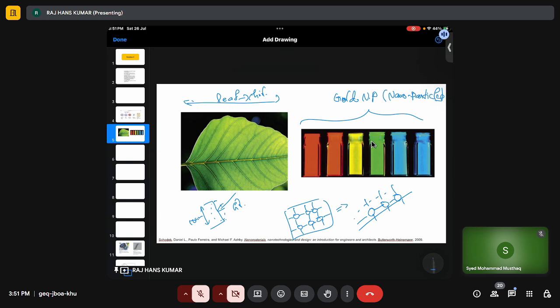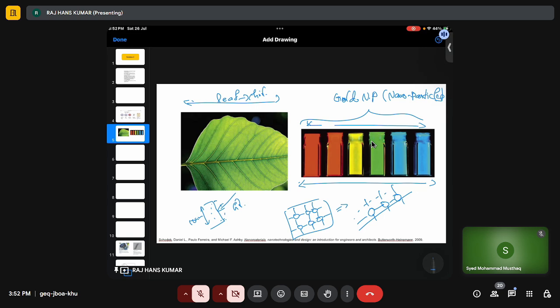Now moving on to gold nanoparticles. Here you can see different colors: red, light red, yellow, green, light blue and sky blue. All these bottles contain a suspension of gold nanoparticles. So everything is gold there. There is no other material. So how is this phenomenon actually happening? We can see different colors of the same material, which shouldn't be possible. We are not painting the gold nanoparticles. Now how is this happening?